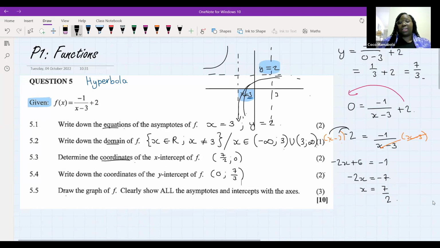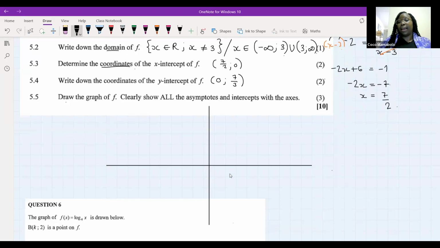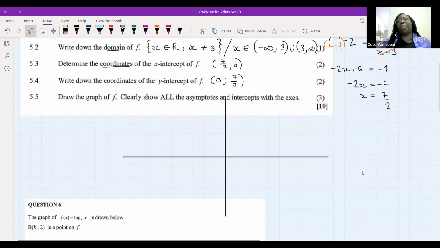Okay, now it says here, draw a graph of f. I'm going to do a very rough sketch. And I'll tell you guys, my grade 10s make fun of my drawing all the time. They say I should really go for lessons. So please excuse me if my drawing isn't up to par. But I'll tell you guys, all the important things will be there.